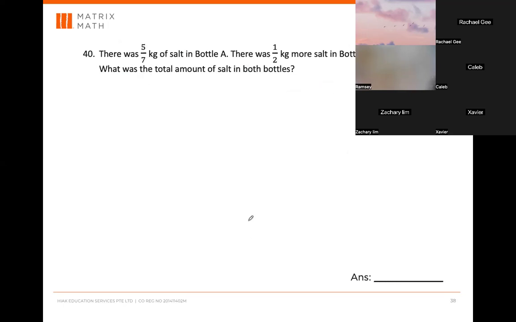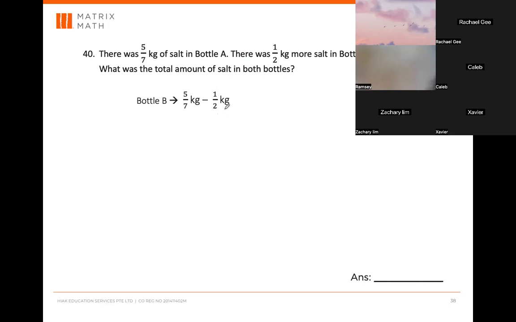Question 40, a high percentage of people get it wrong. So let's look at 40. There was 5/7 kg of salt in bottle A. There was 1/2 kg more salt in bottle A than in B. More, okay? So what was the total amount of salt in both bottles? So how much salt is in B? You see, A is more than B, so B will be lesser. So we use 5/7 minus 1/2.